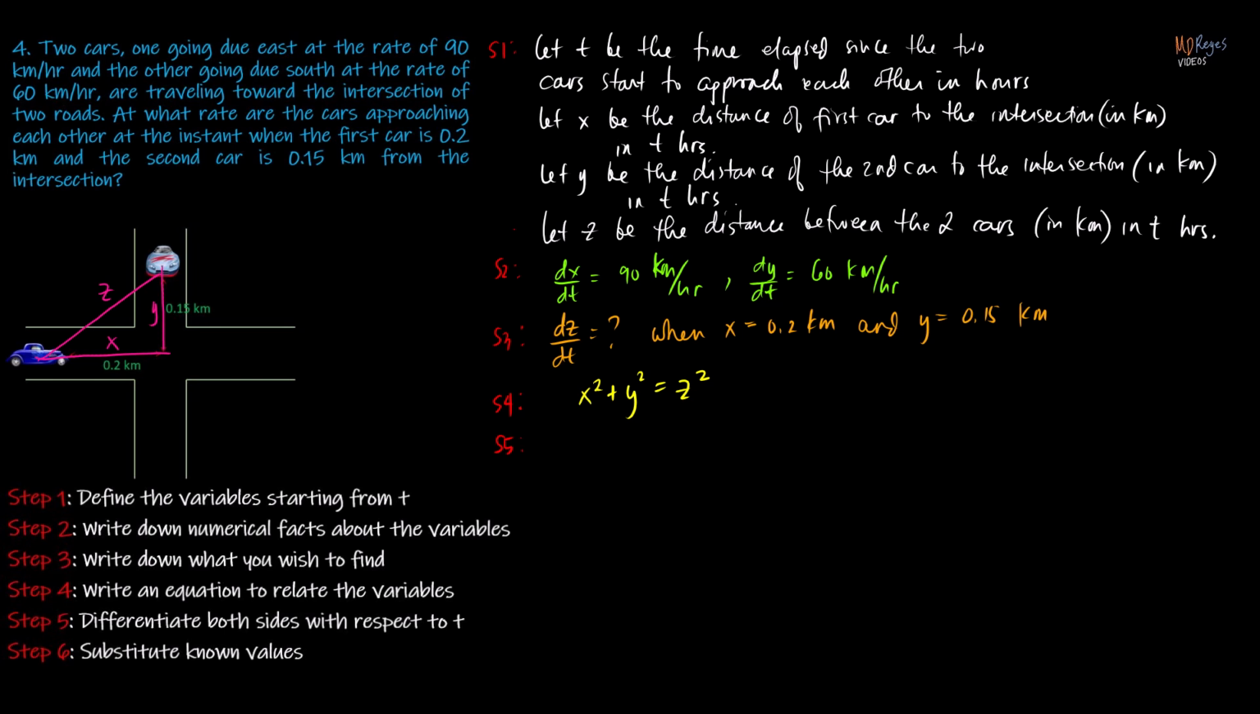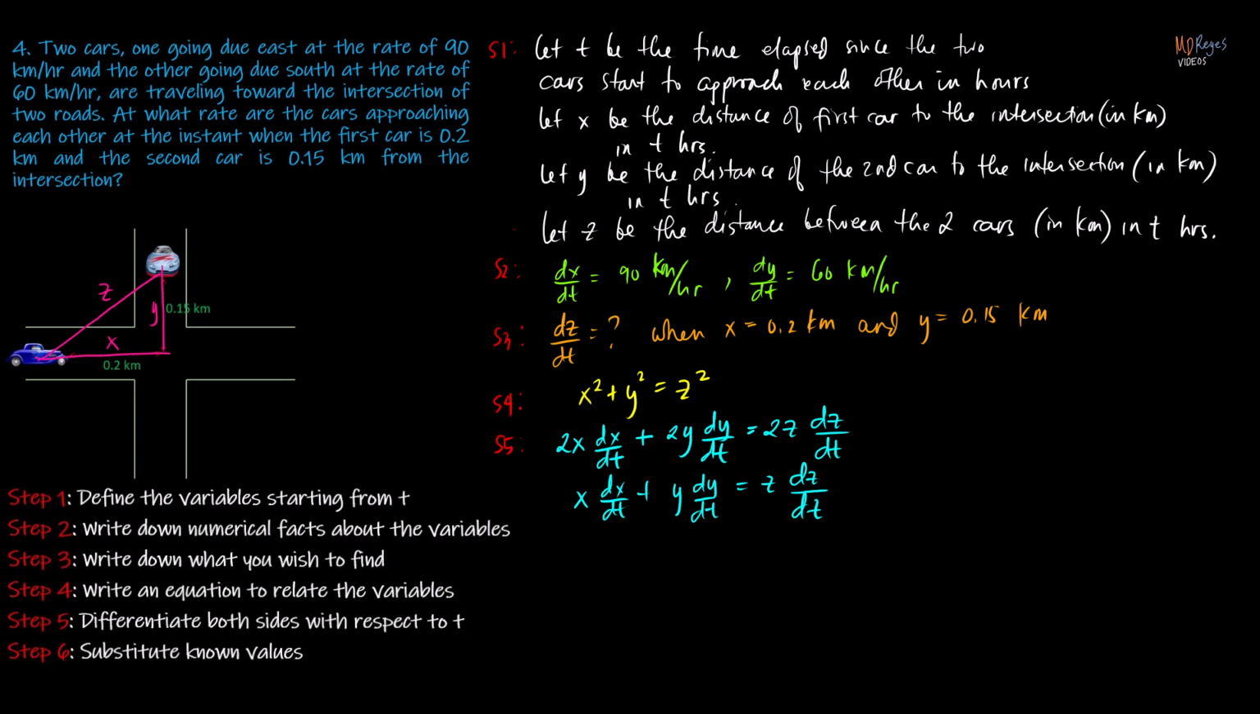Differentiate both sides of the equation with respect to t. Okay, so we'll have the derivative of x squared with respect to t, using the power rule, is 2x times dx over dt, the derivative of the base, plus the derivative of y squared with respect to t, that's 2y times dy over dt, equals the derivative of z squared, that is 2z times dz over dt. Okay, dividing both sides of the equation by 2, we'll have it as x dx over dt plus y dy over dt equals z dz over dt.